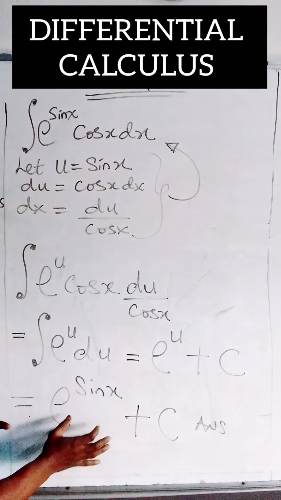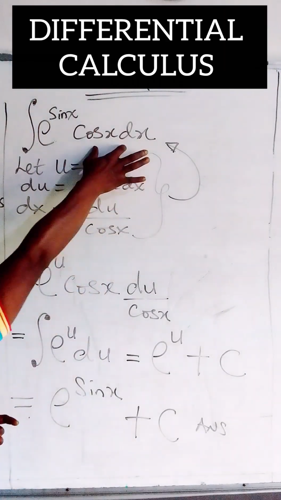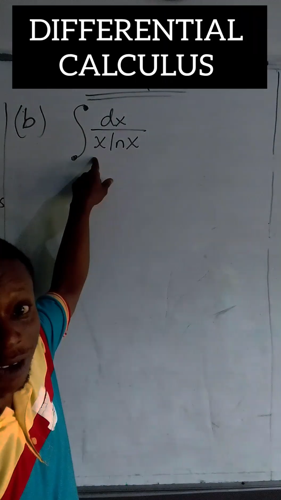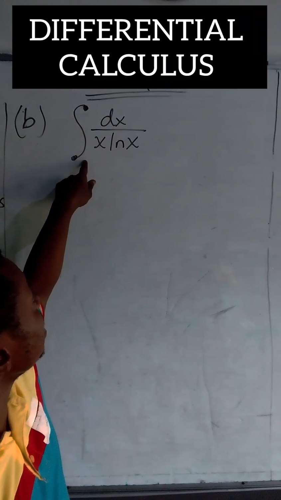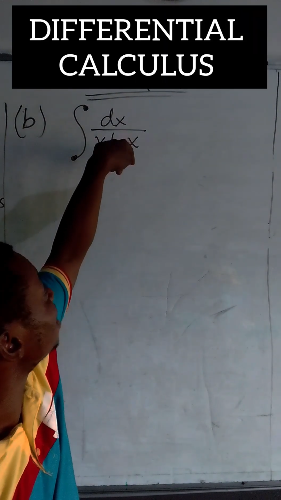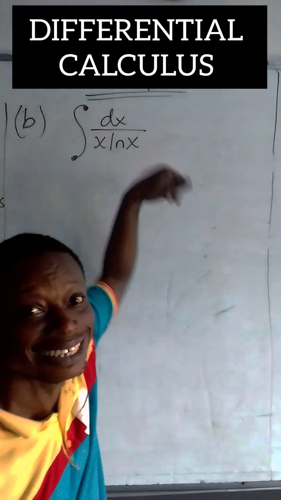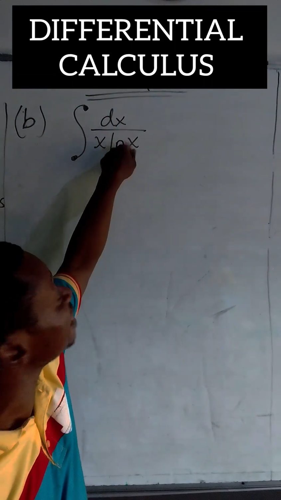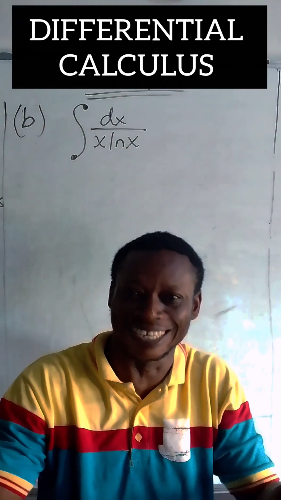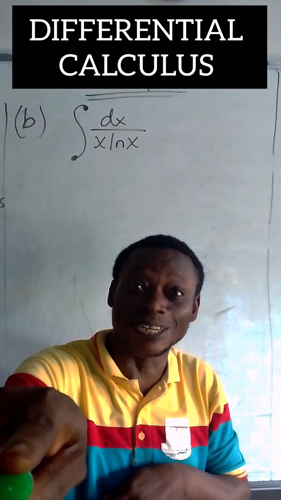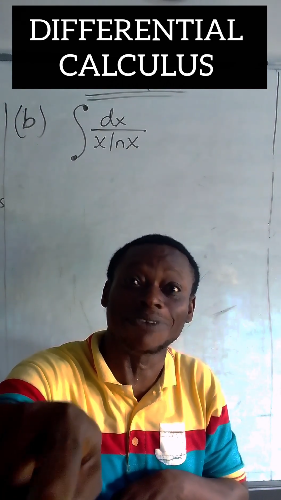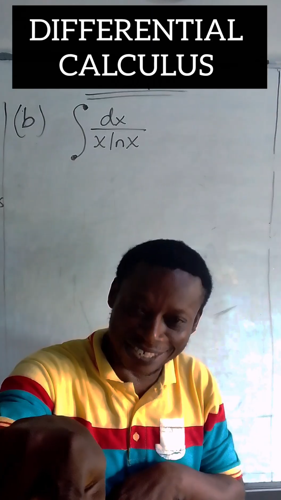So that is a proof that this is the integral of this problem. The second part of the question is the integral of this function. Look at the way they are putting the integrand. The way they are placing the integrand looks confusing. So you will write it in the way that you understand so that you can evaluate for the integral.